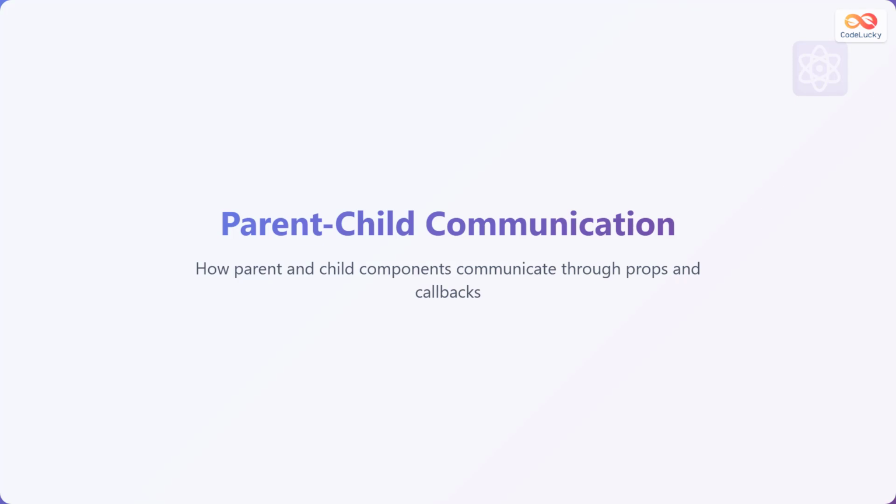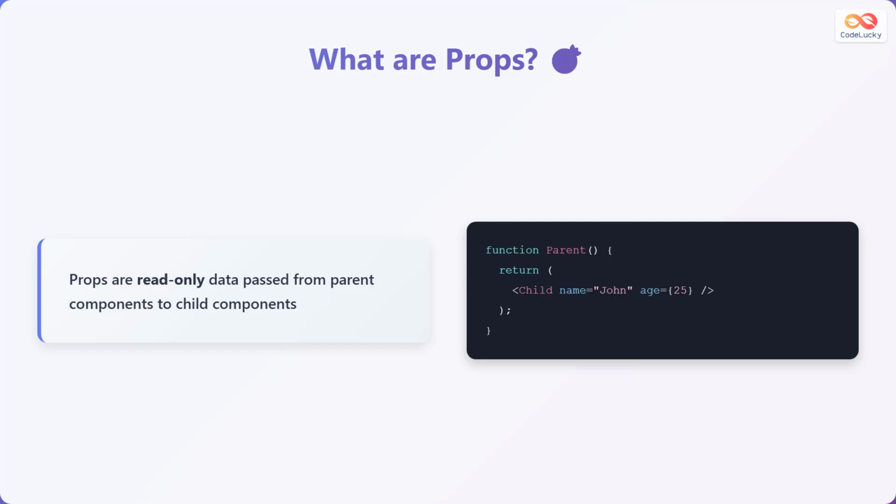Let's explore parent-child communication in the context of components. We will see how parent and child components communicate through props and callbacks. It is a fundamental concept in component-based programming. Props are read-only data passed from parent components to child components. Let's look at the code.